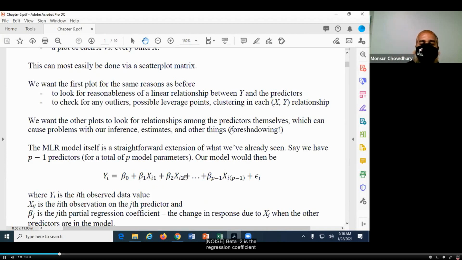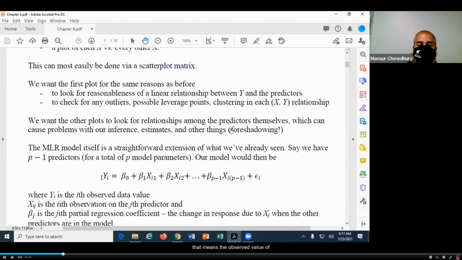Beta 2 is the regression coefficient for the predictor variable x2, and so on for the predictor variable x(p-1). So we have p-1 predictors, and this is another parameter which is the intercept. So the total number of parameters in this model is p. So we have p model parameters, and this is the error term, where yi is the response variable.